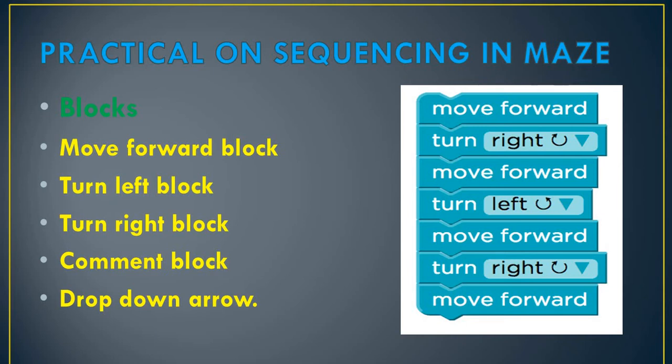Now the drop down arrow is found in most of our blocks. They are used to indicate that there are so many other functions, so many other options inside a block. So we are going to be moving straight to the practical class where we will learn how we can program our robot using sequencing in maze.